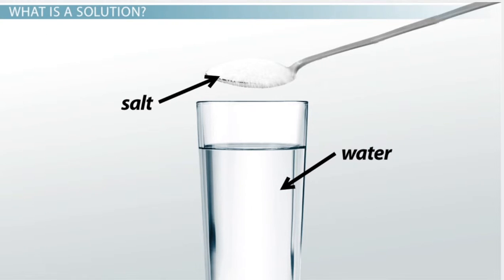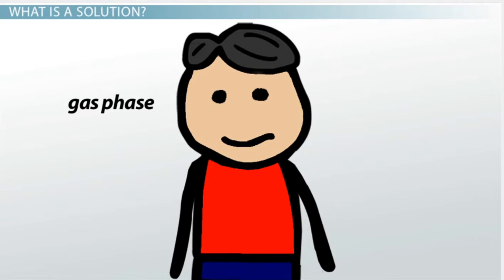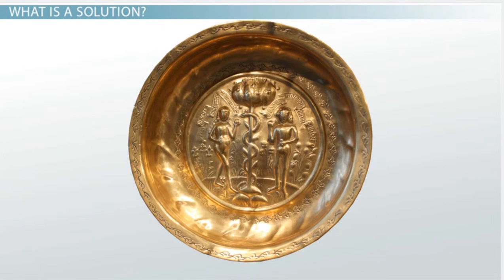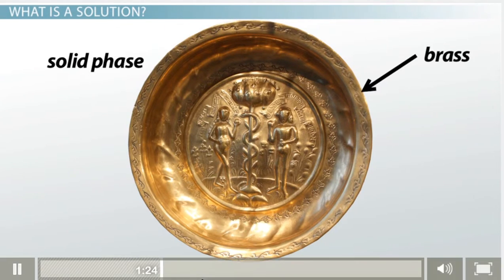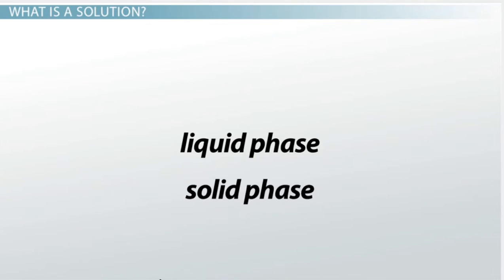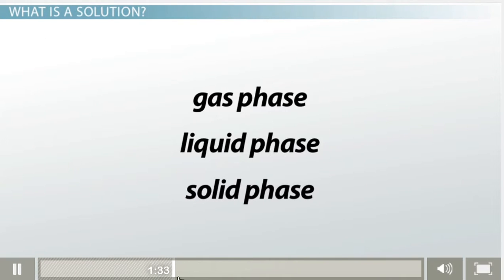However, solutions are not limited to the liquid phase. Solutions can exist in the gaseous phase. The air we breathe is a solution that is composed of a mixture of gases. Solutions are also present in the solid phase. Brass is a solid solution that is a mixture of copper and zinc. In the next section, we'll discuss what the different types of solutions are in different phases.